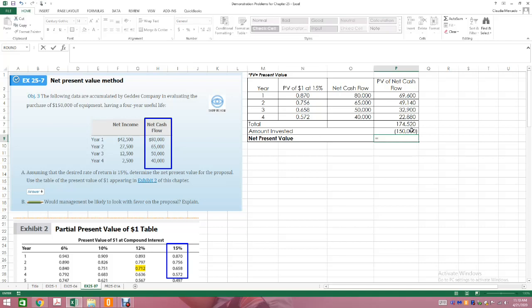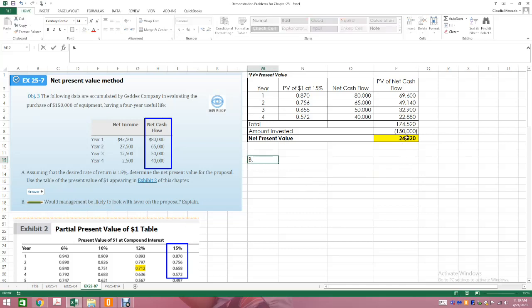Now I can figure out my net present value. Your net present value is your total, which is the $174,520, minus the $150,000. That gives me a net present value of $24,520. So that is the net present value of your investment into this piece of equipment, a positive $24,520. Now, letter B says, would management be likely to look with favor on the proposal?